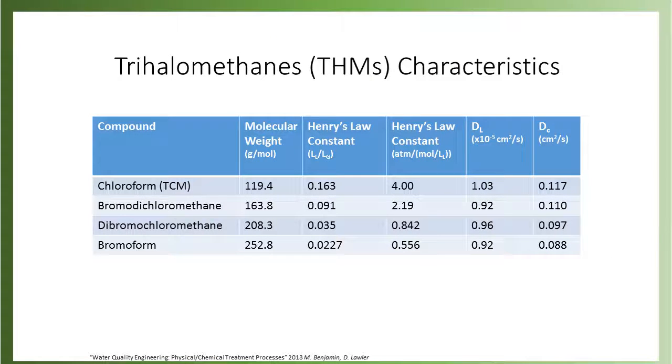So this is just a little bit about the trihalomethanes I'm looking at. As you can see, there's chloroform down to bromoform, and these are each adding on a brominated group in replacement of a chlorinated group on the methane. And as it's doing so, the Henry's constant is decreasing, which we expect, with a lower Henry's constant, we will have lesser removal efficiency.